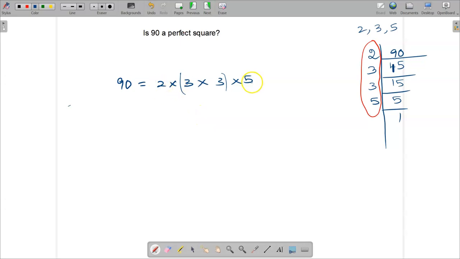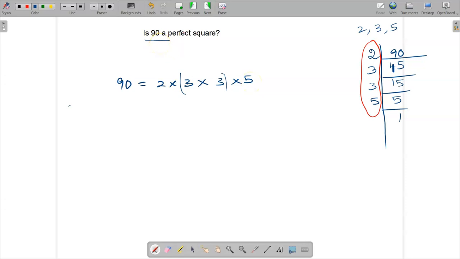So what about 2 and 5? They are not occurring in pairs, right? Since the prime factors 2 and 5 are not occurring in pairs, I can say that the number 90 is not a perfect square. In order to make a number a perfect square, when we take the square root of that particular number, we should have a proper value, an integer. But here 2 as well as 5 do not occur in pairs, so I can say that the number 90 is not a perfect square.